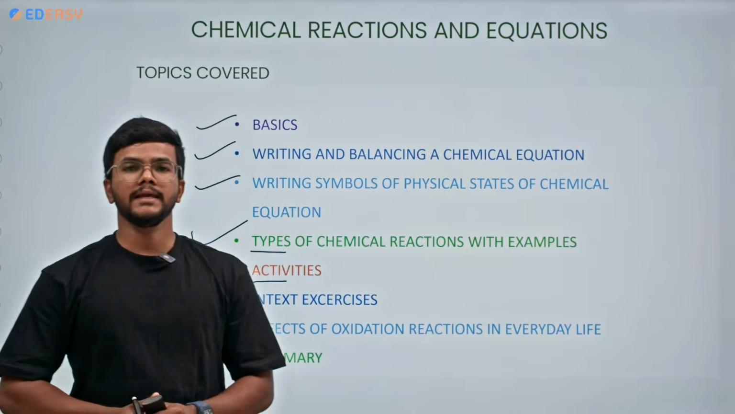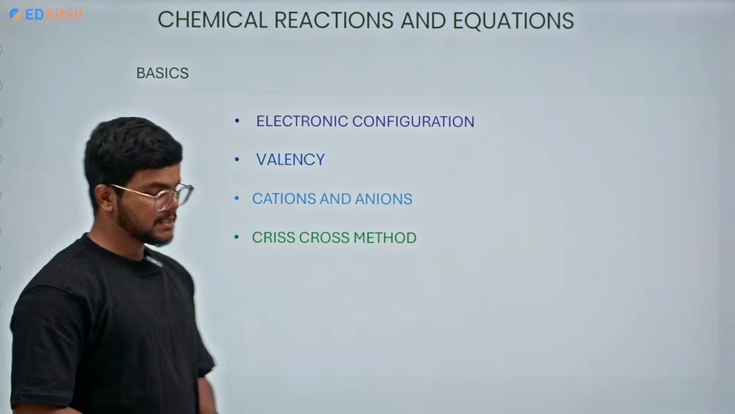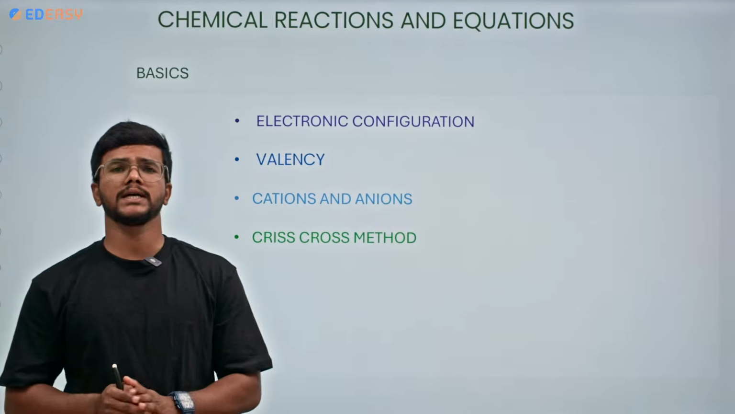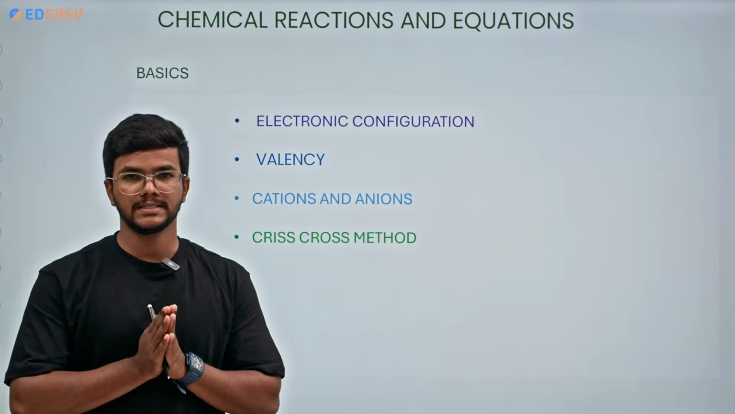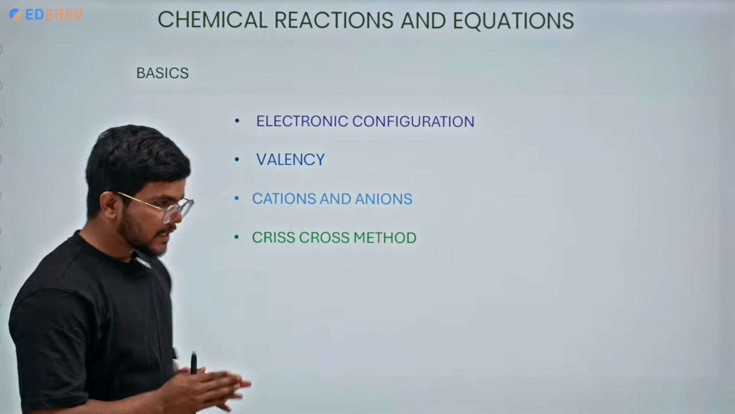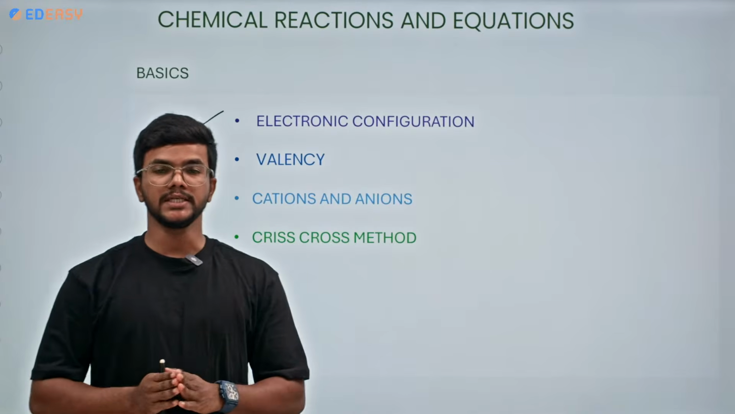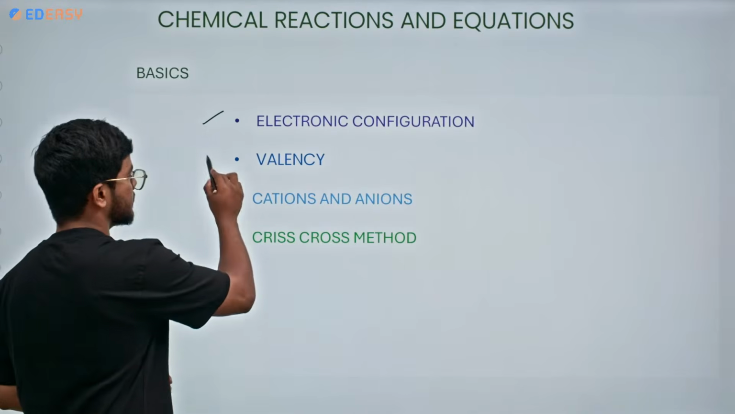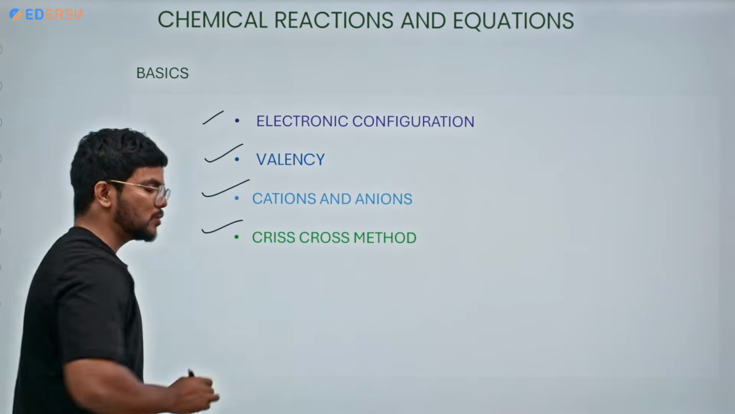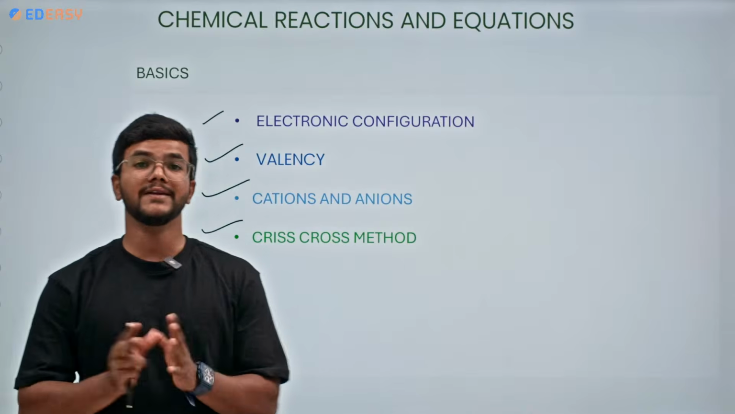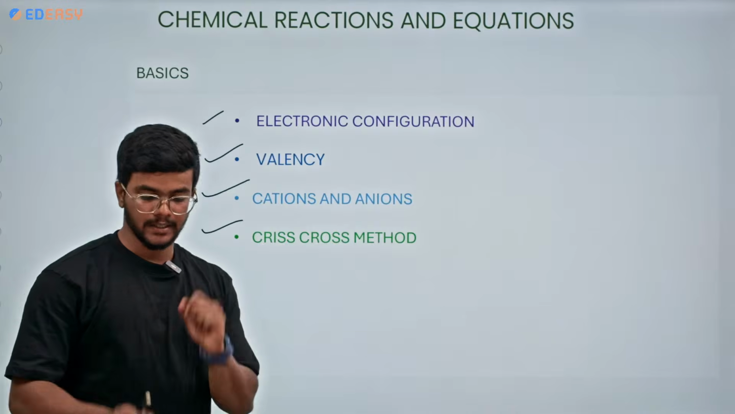So let me go into the topic. First is basics. In the basics, what are the major things you should know? First is electronic configuration. Electronic configuration is nothing but the distribution of electrons in the shells. Then valency, the combining capacity, cations and anions, and the method used to write the formula from the given word formula, which is called the crisscross method.